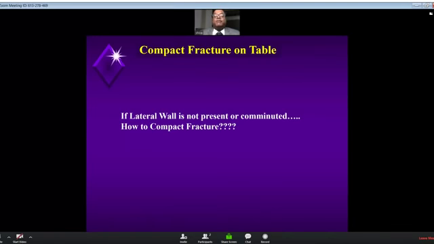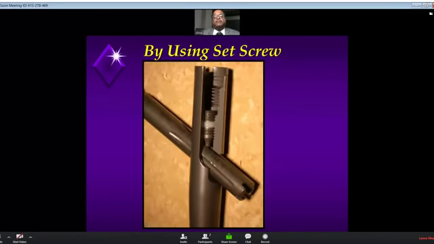Sometimes the lateral wall may not be present or it might be comminuted. So how to compact these fractures is the next question. Friends, some of the nails like the Gamma nail or the Halifax nail or ZNN have got a compression screw or the set screw. You can compact the fracture with a compression device and lock the set screw so that the screw will remain at the same site and the compaction whatever you have obtained on table will not be lost. But you cannot get the sliding mechanism to happen. The screw will not further slide within the nail. So there is a set screw which is sitting on the screw slot and preventing the sliding.